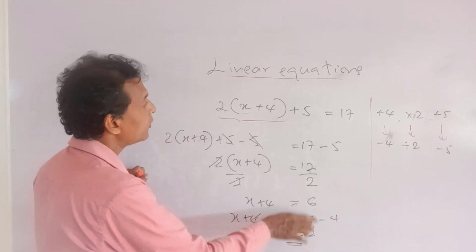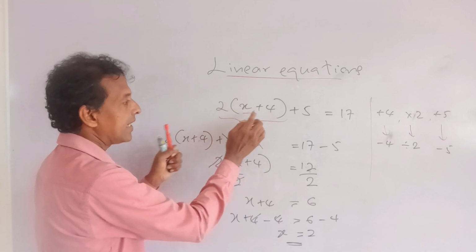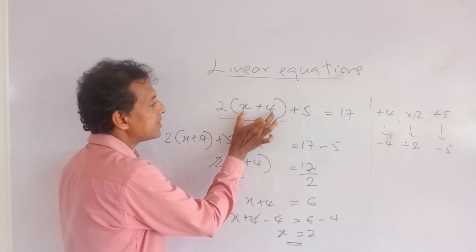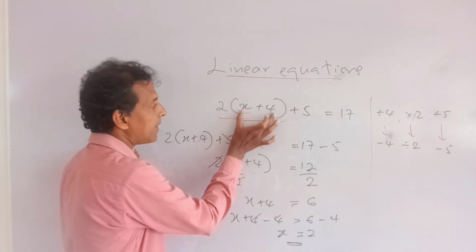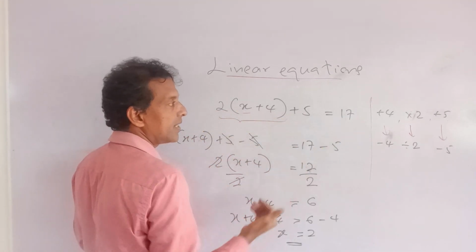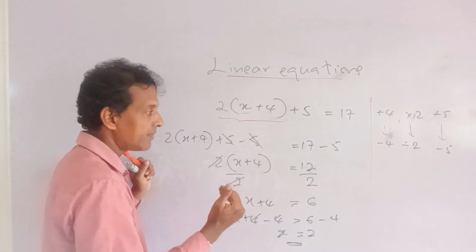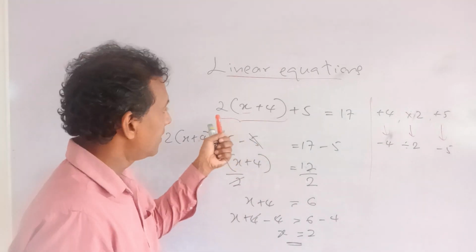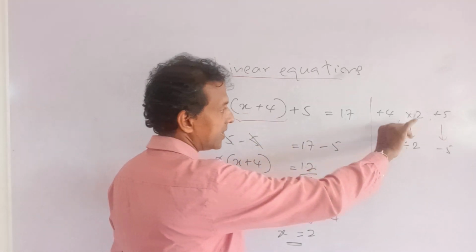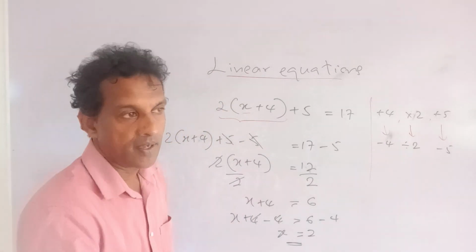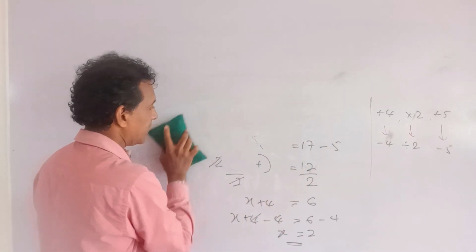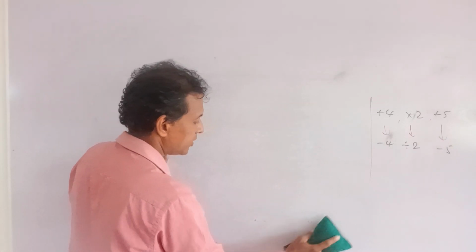Now if you substitute that 2 here, let's see whether the value of the left hand side is 17. Now x is 2. 2 plus 4 is 6. 6 multiplied by 2 is 12. 12 plus 5 is 17. So left hand side is equal to right hand side. So we are clear with that. Remember, any type of these equations can be solved using this inverse operation method. We'll move on to another equation. We'll try different equations and you can try this yourself as well.